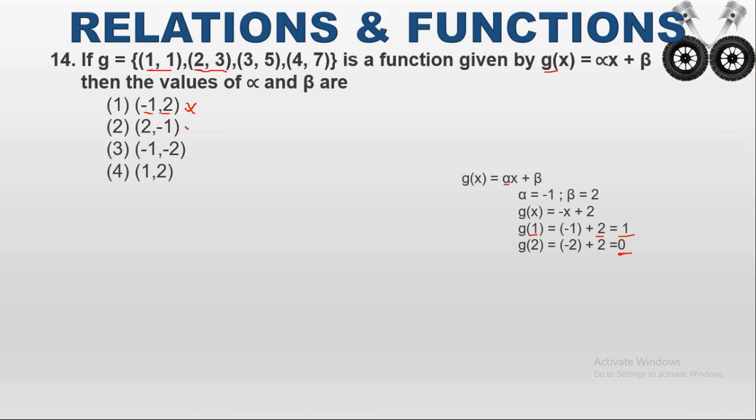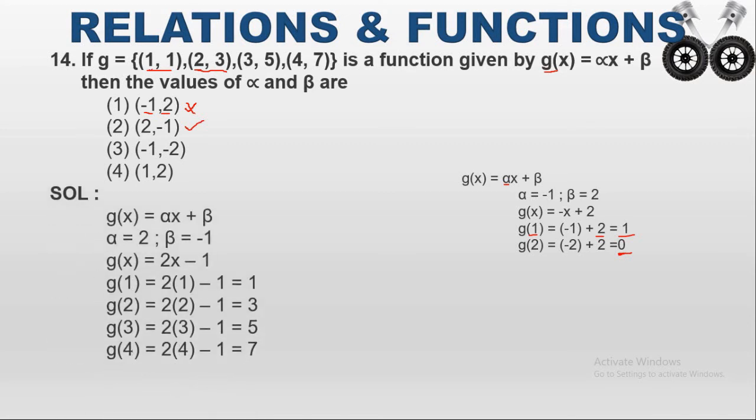So next I have to choose the second option. What is the second option? 2, -1. So now I took the alpha value as 2 and beta value as -1. So now substituting, g of x equal to 2 into x, that is 2x, plus into minus is a minus 1, so g of x will become 2x minus 1.